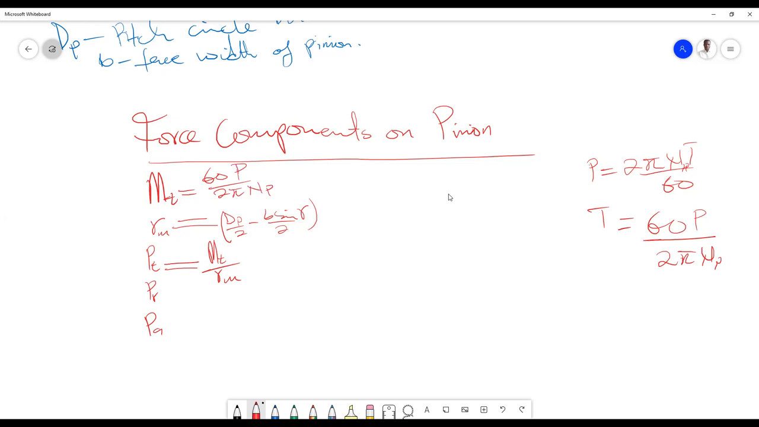So this is the power. And we have also been able to establish that PR is equal to PT tan of the pressure angle cos gamma, where gamma is the cone angle. And then we also have PA equal to PT tan of the pressure angle sine gamma. So these are the forces. Are we okay?